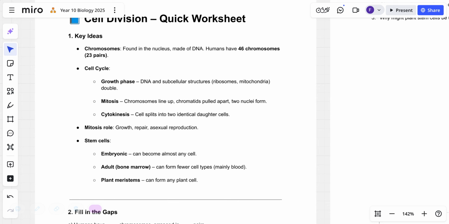And they divide for two reasons. One for reproduction and one for growth and repair. You guys are doing growth, I'm doing repair. All right, and that is the only reason why cells divide.